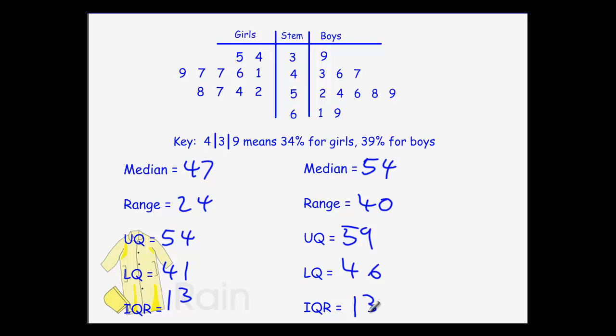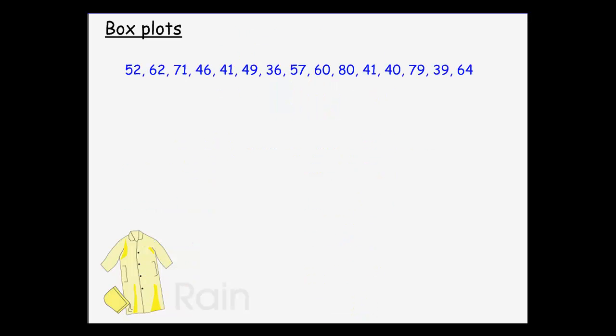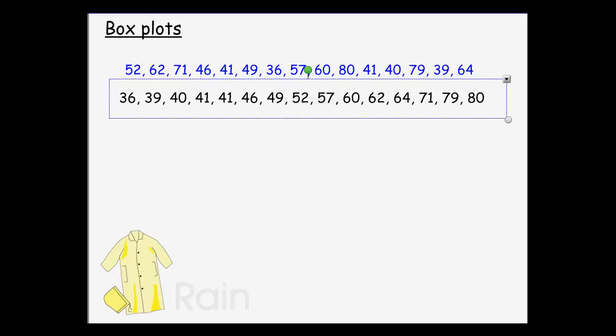Okay, so let's leave stem and leaf diagrams now and go on to the last part of the topic, box plots. So here we have the results of 15 students in a science test, and we want to put this into some sort of box plot. So the first thing we're going to do is take all this unorganized data and put it in order. So there we have it, all their information in order.